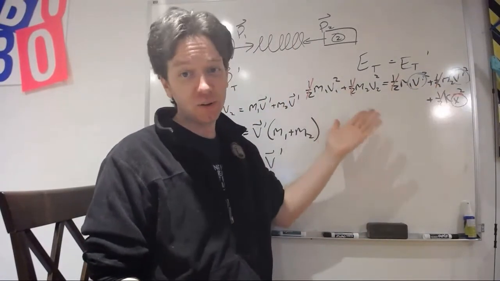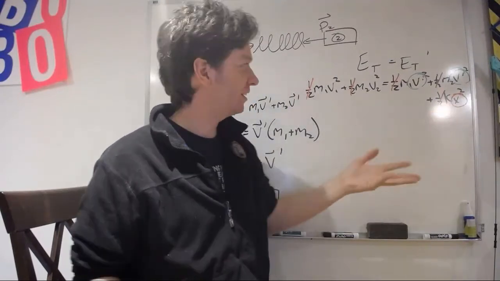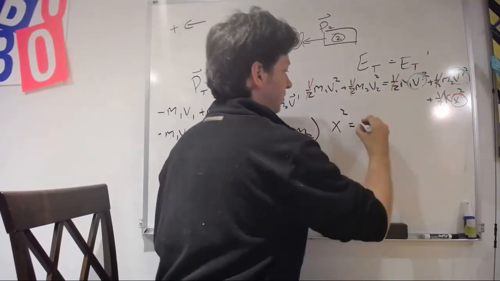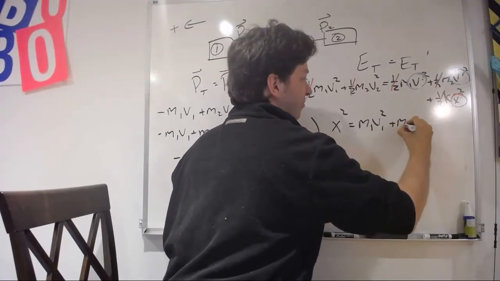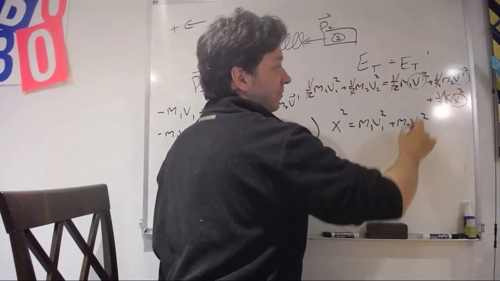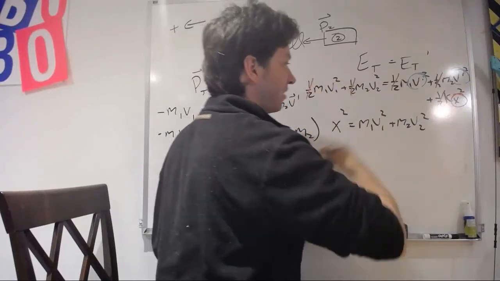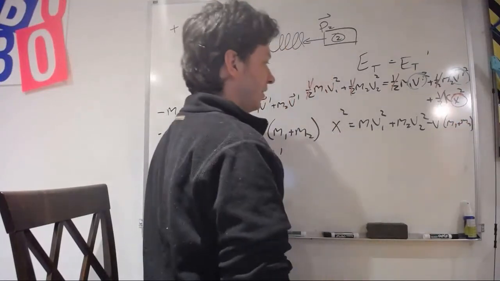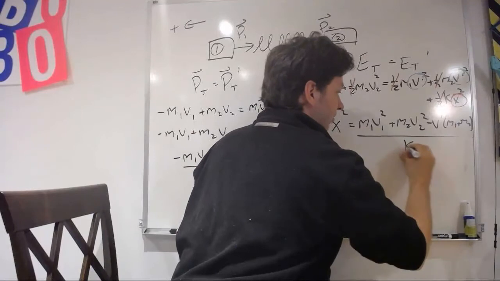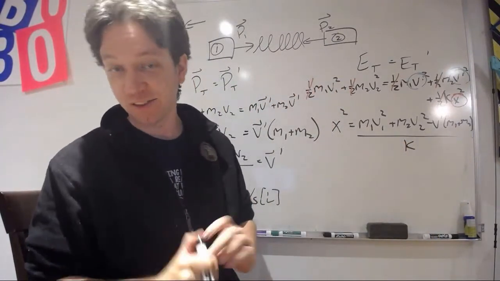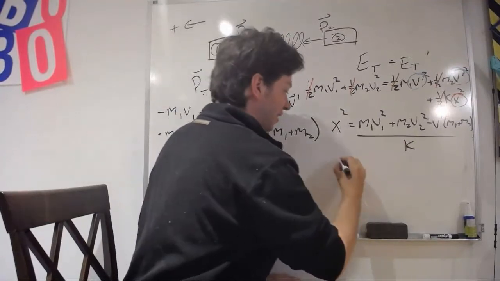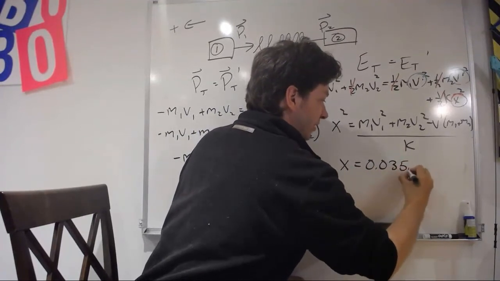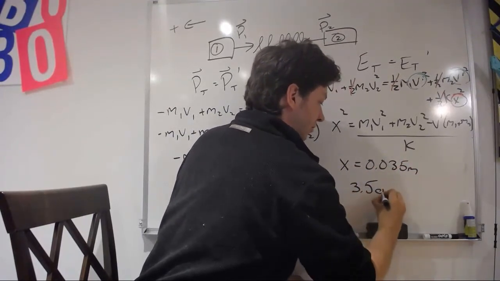Now I know everything I need to know in this equation to solve for x. It's a little bit messy to rearrange, but you'll get x squared equal to, well, we have m1 v1 squared plus m2 v2 squared. This one I can factor out the v, bring it to the other side of the equation, so minus v prime squared times m1 plus m2. Okay, and then divide both sides by k. And then take the square root of it all. If you do that, you will get x to be equal to 0.035 meters or 3.5 centimeters.